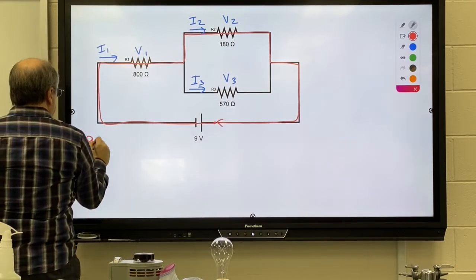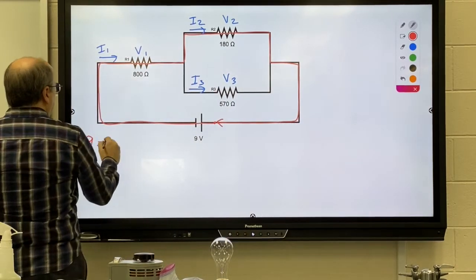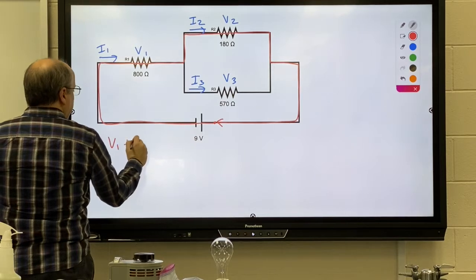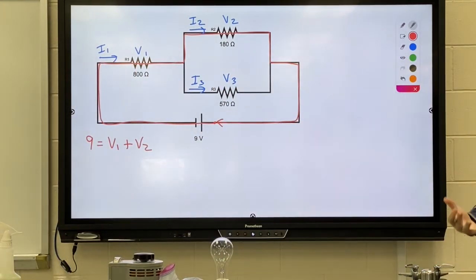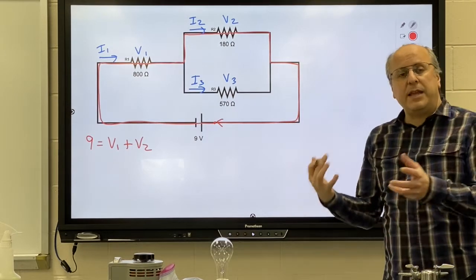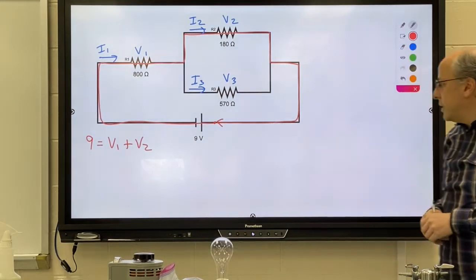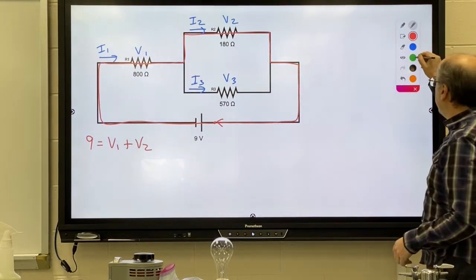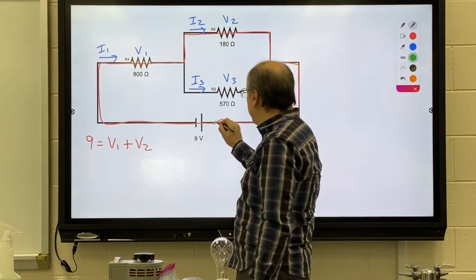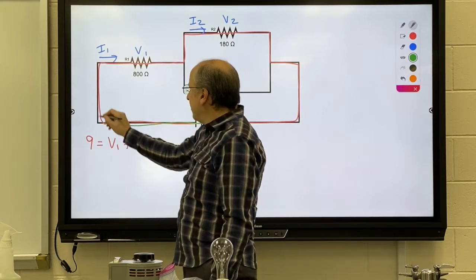I gained 9, and then I lost voltage 1 and voltage 2. So voltage 1 and voltage 2 have to equal what I gained, so that I would have a net change of 0. I'm then going to take the other path, so I'm going to start here, go through the battery.